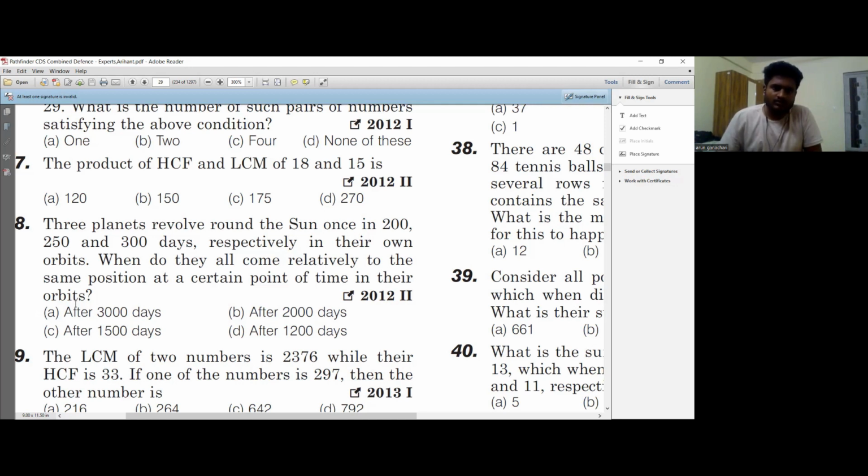If your options are greater than the given numbers, then we usually find the LCM. If you go back and check your example of 6 and 8, the LCM was 24 and the HCF was 2. So whenever we find the HCF, your options will be smaller than the given numbers. If your options are greater than the given numbers, then we have to find the LCM. So here we have to find what? LCM. So find the LCM of 200, 250, and 300.